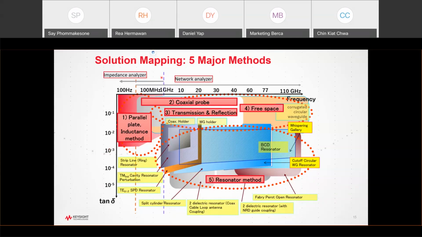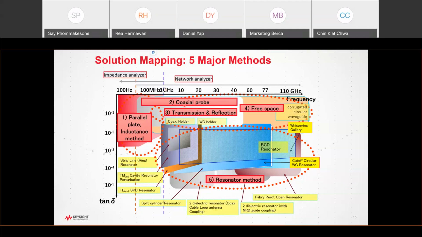So let's say up to 1 gigahertz. The parallel plate, using the inductance and capacitance method, measures those, and you can use these depending on a fixture at higher frequency. Let's say the coaxial probe is used up to, let's say, 50 gigahertz, down to 200 megahertz or so. And then the transmission line method is used from, let's say, 1 gigahertz to 50 gigahertz.